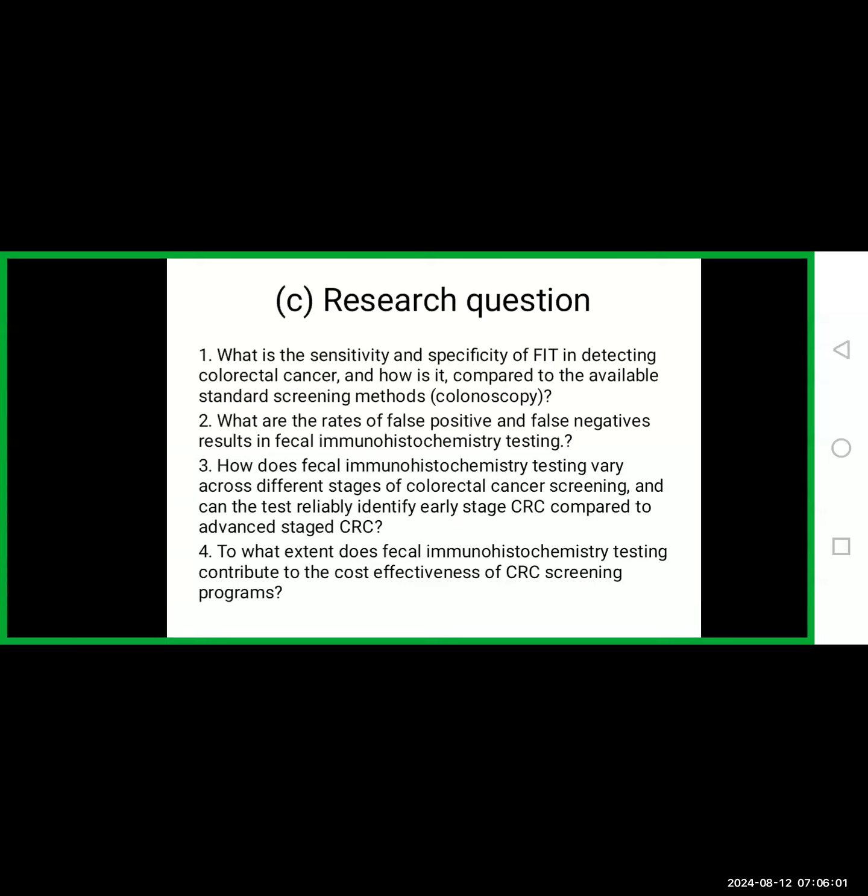4, to what extent does fecal immunohistochemistry testing contribute to the cost effectiveness of colorectal cancer screening programs? Next slide.